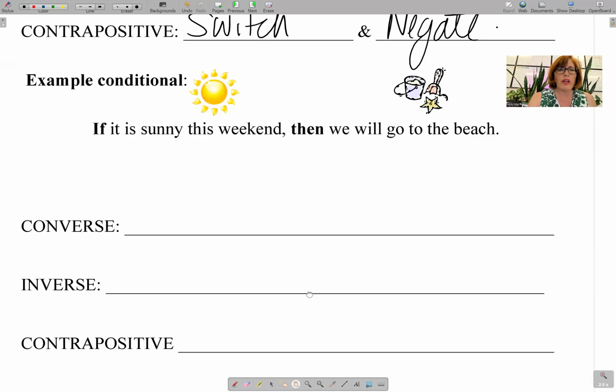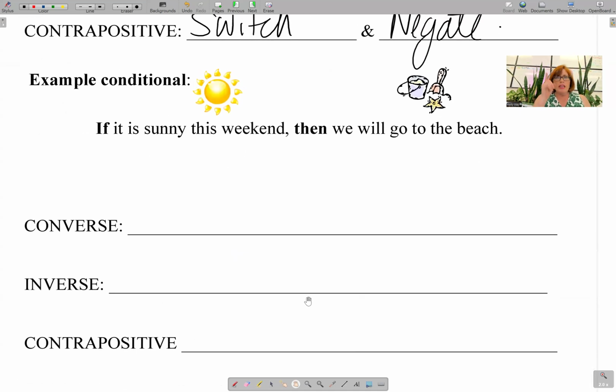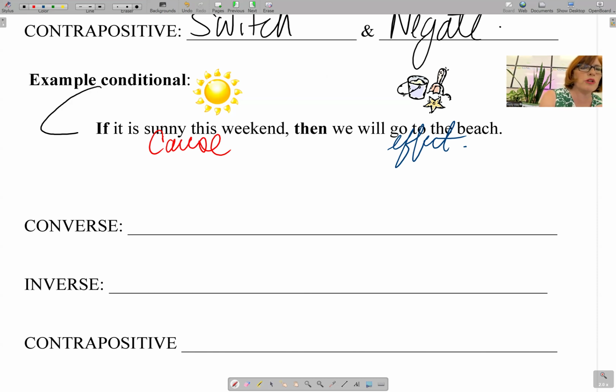Let me give you an example. If it is sunny this weekend, then we will go to the beach. So if it is sunny would be the cause in this case. Then we will go to the beach. That is the effect. That's your cause and effect. This is your conditional, your original conditional.